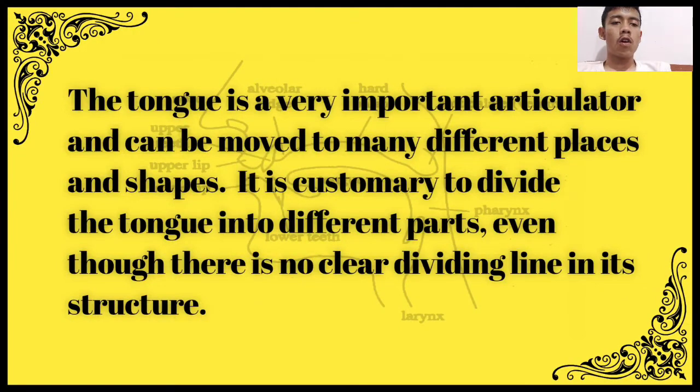Next, the tongue. The tongue is a very important articulator and can be moved to many different places and shapes. It is customary to divide the tongue into different parts, even though there is no clear dividing line in its structure.